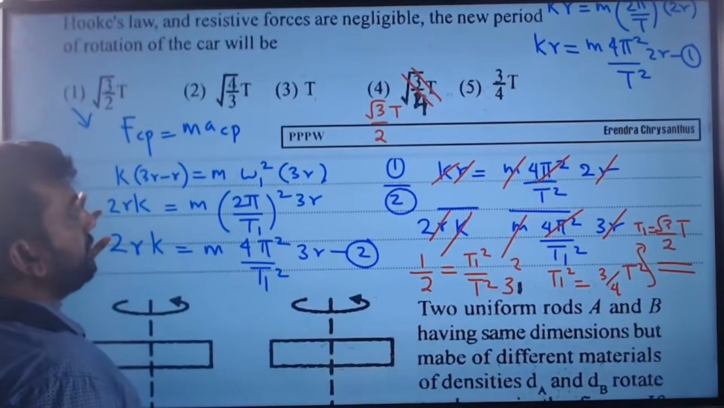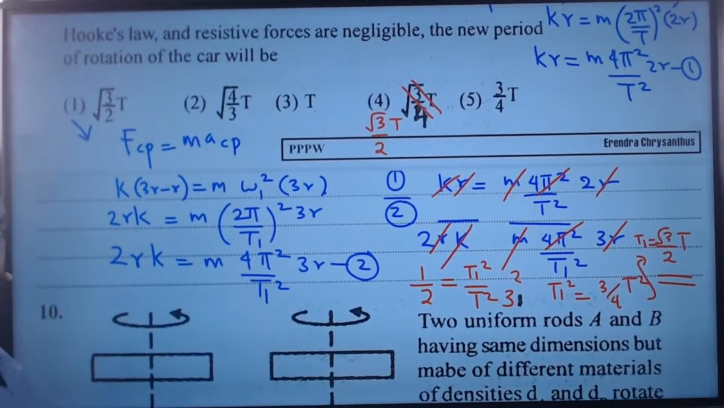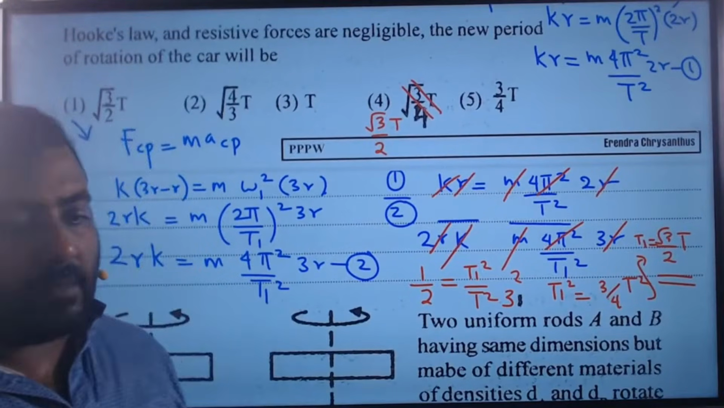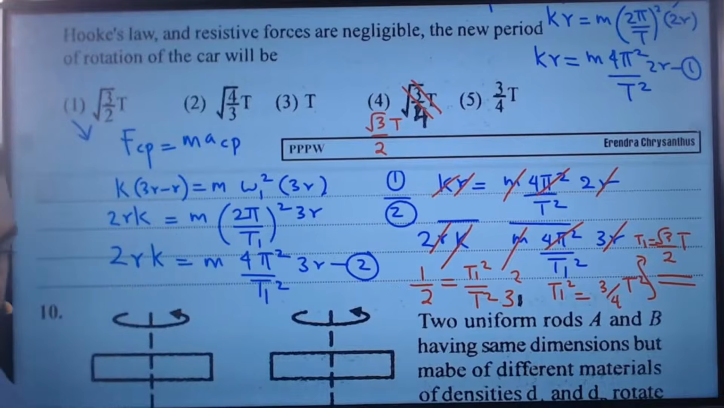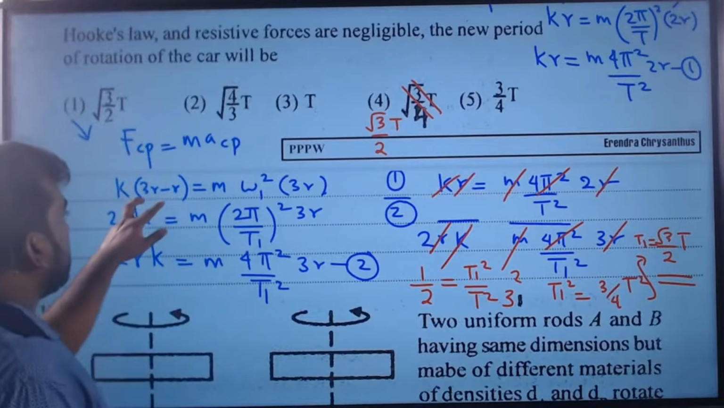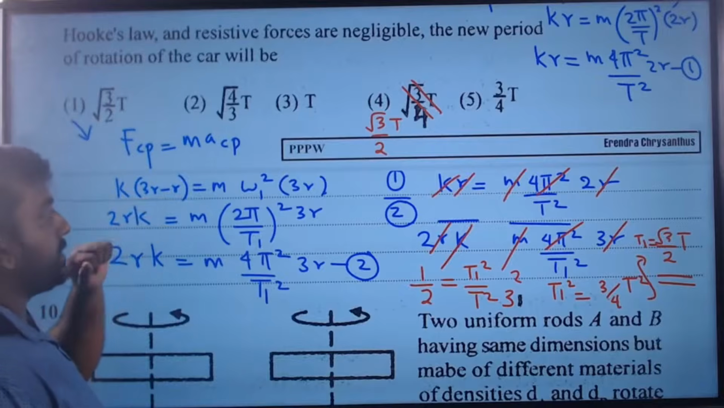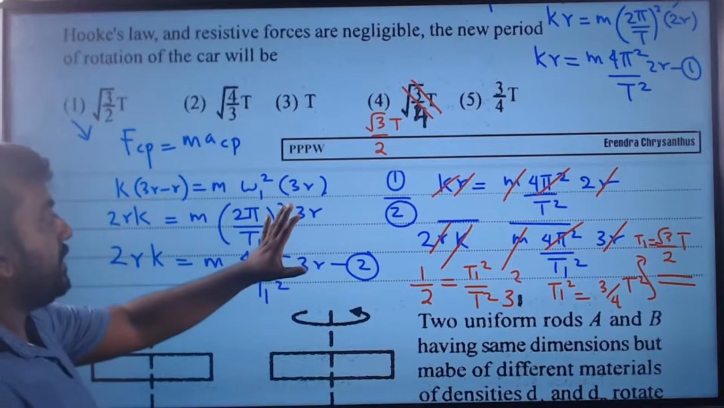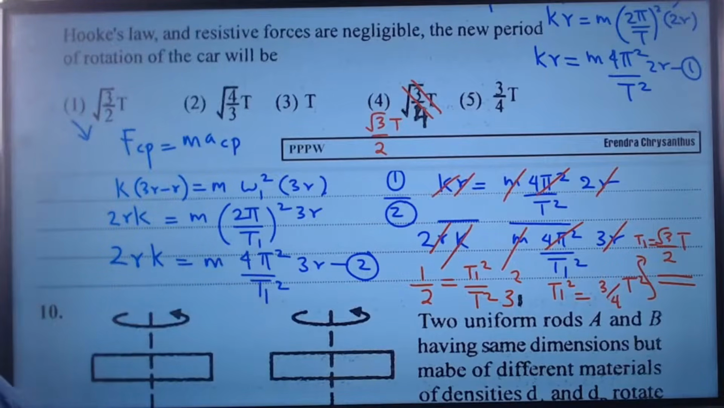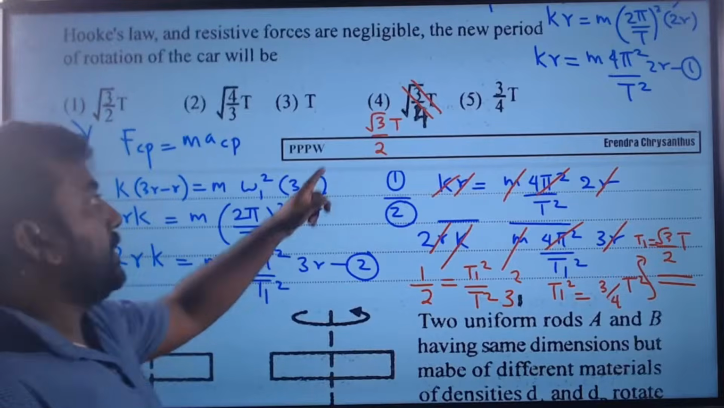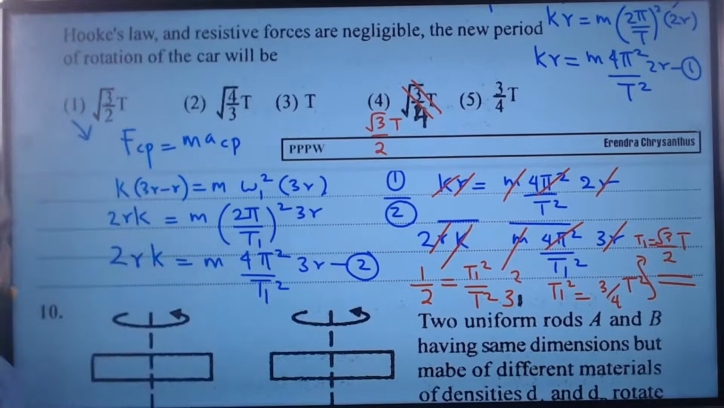Now when the length becomes 3r, so 3r means the extension is 3r minus r. Radius will be 3r. Simplify, divide one by the other, you get the answer: root 3 over 2 times T.